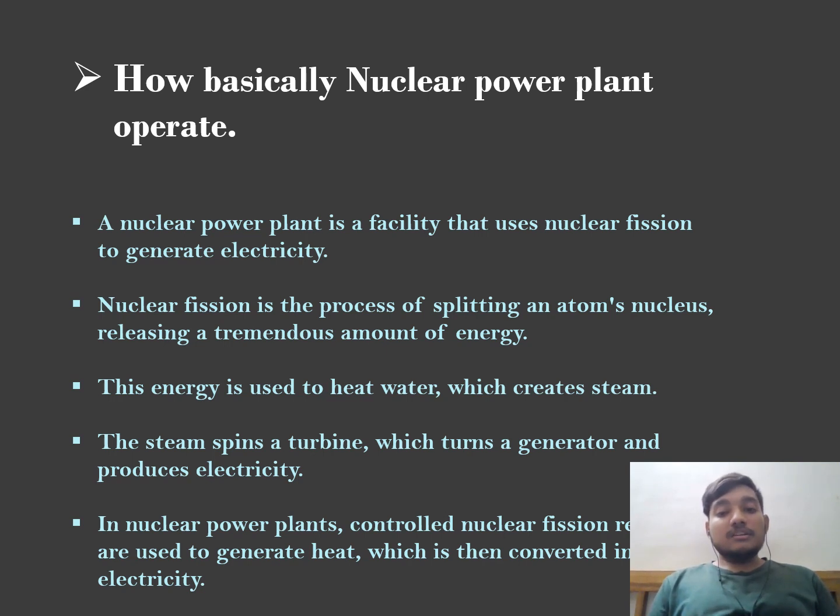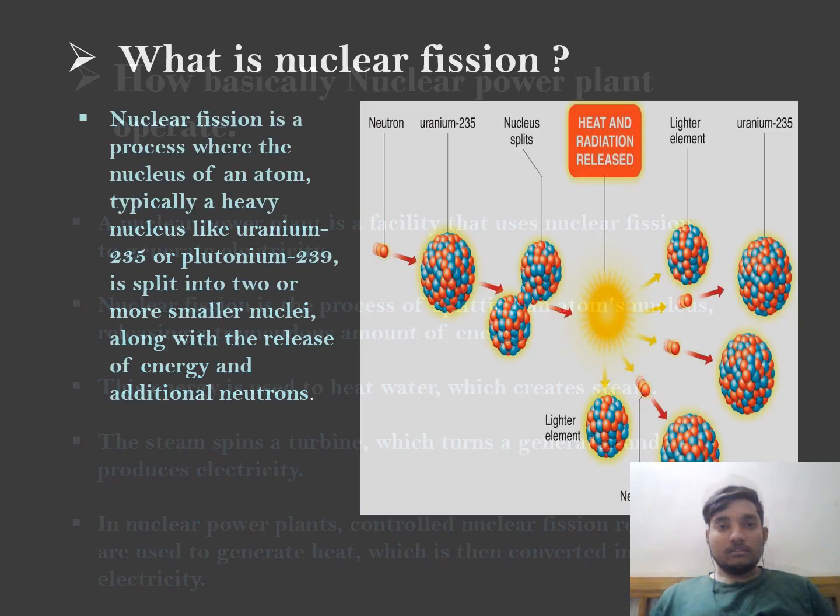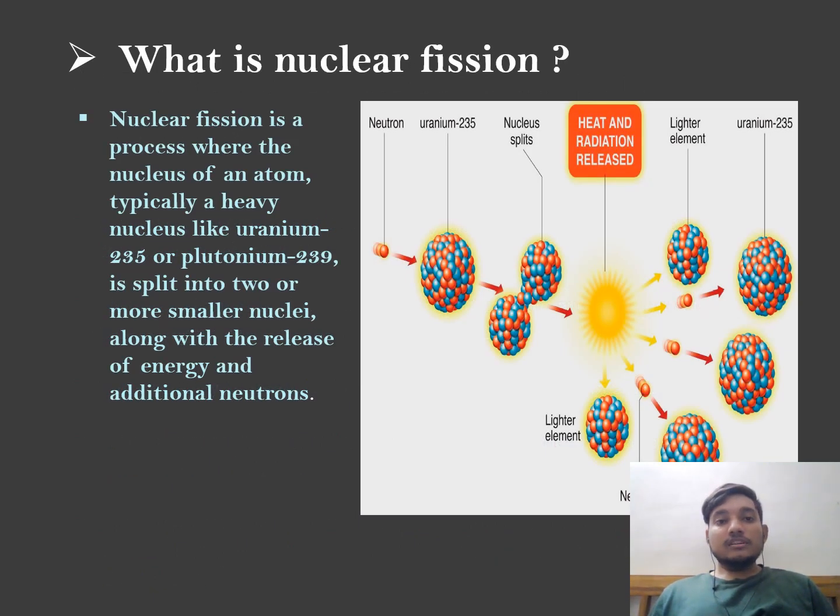In a nuclear power plant, controlled nuclear fission reactions are used to generate heat, which is then converted into electricity. What is nuclear fission? Nuclear fission is a process where the nucleus of an atom, typically a heavy nucleus like uranium-235 or plutonium-239, is split into two or more similar nuclei, along with the release of energy and additional neutrons.